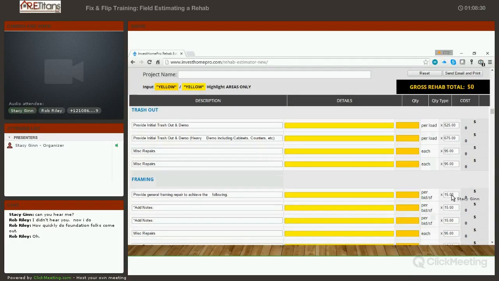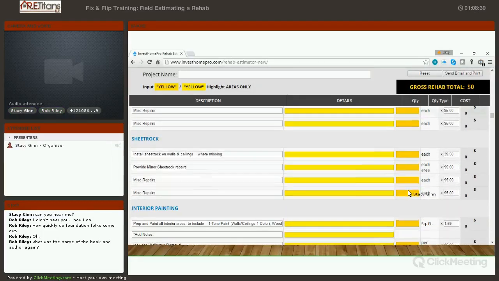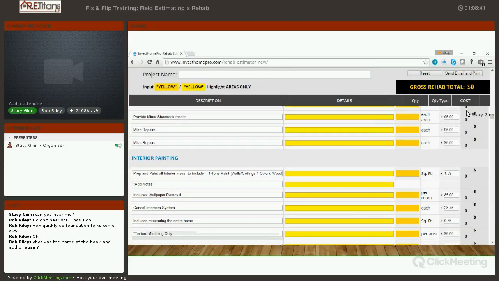But here's the thing, like any tool, and you notice these blanks in here, when you start getting that level of detail to build your rehab, you don't want to throw yourself off or use bad numbers.